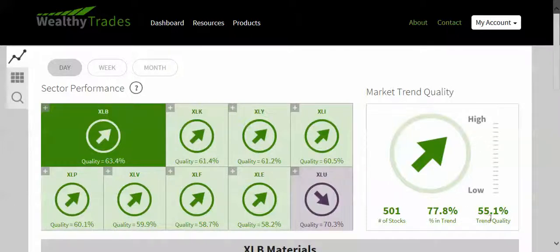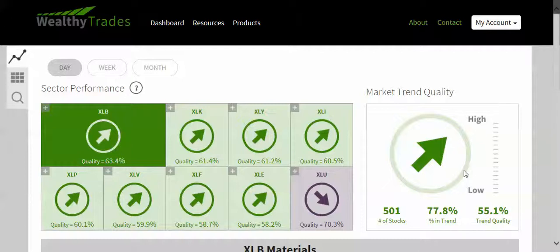If the trend quality is below 50% at Wealthy Trades, we recommend a neutral bias. There are 3 different biases you can have. You can be a buyer, have a bullish bias, you can be a seller, have a bearish bias, or you can be neutral. So buyer, seller, or neutral. In this case, moving up, trend quality is above 50%. Therefore, step number 1, we need to be a buyer.